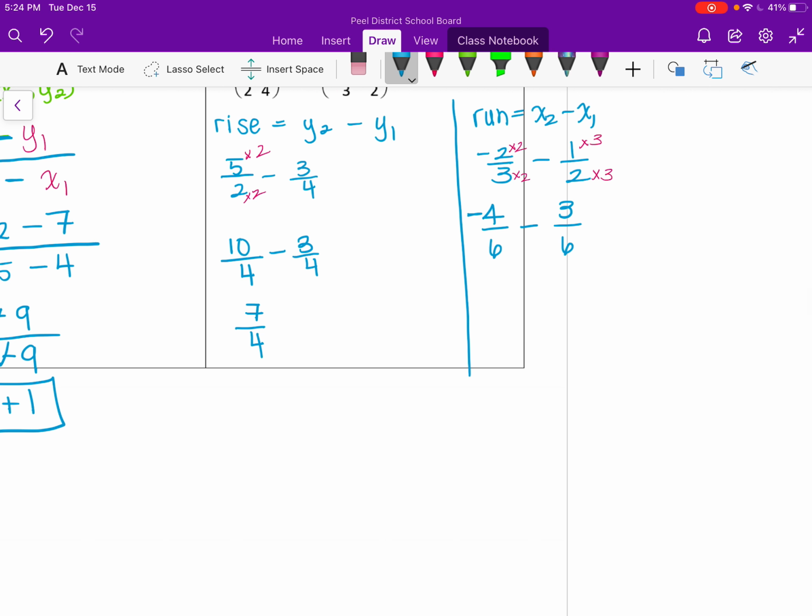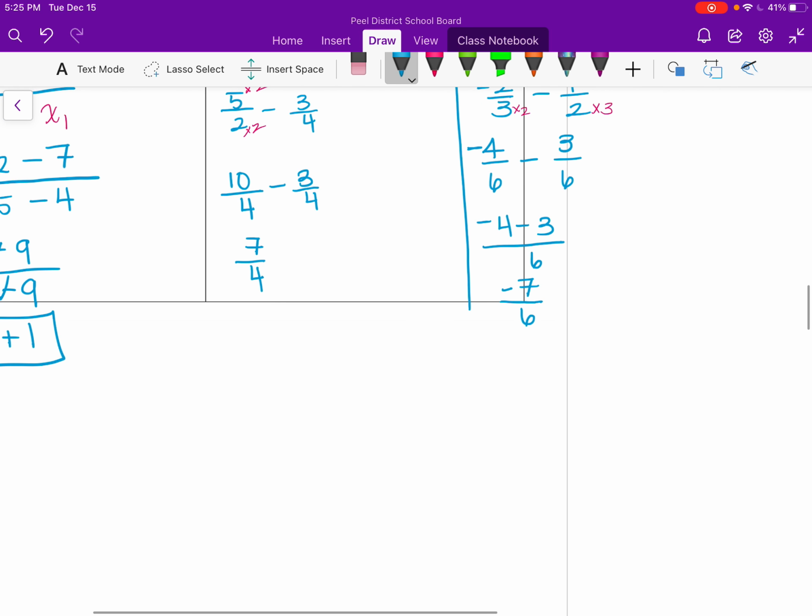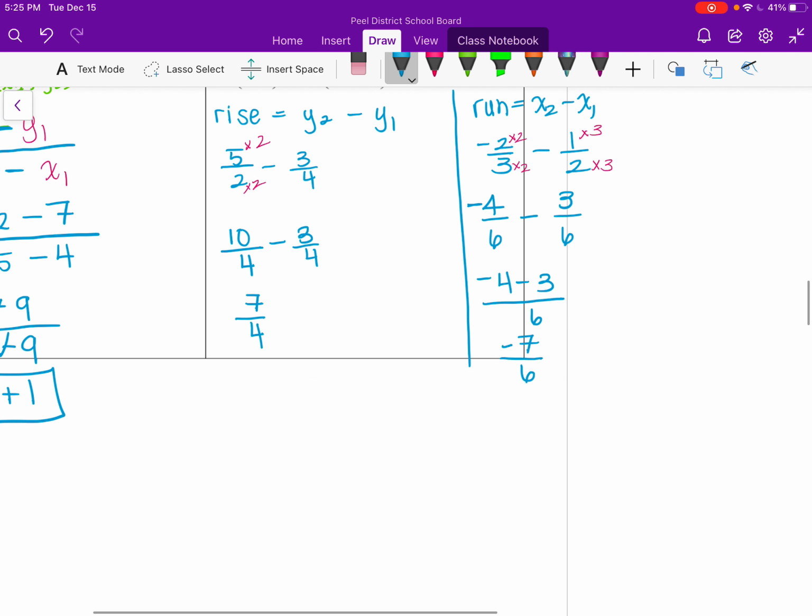So now I'm just going to do this. Negative 4 minus 3 over 6. Negative 4 minus 3 is going to give me negative 5 over 6. Oh, sorry, negative 7 over 6. Woo! This is why you don't take shortcuts in math. Right, so I have negative 7 over 6. So I have 7 over 4 and negative 7 over 6. So I know what my run is, I know what my rise is.